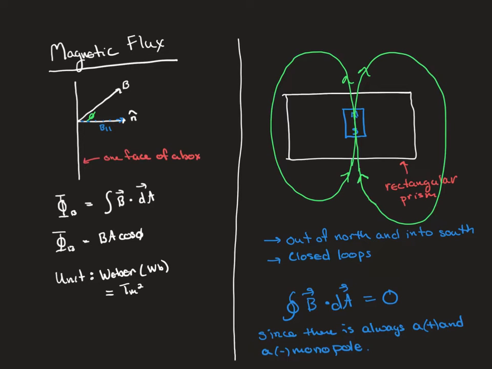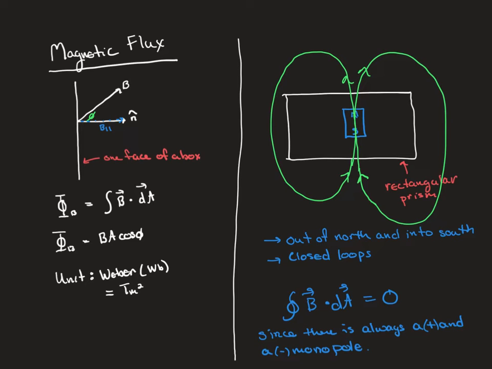Alright, in this video we're going to discuss magnetic flux. And magnetic flux is very similar to the electric flux. We're attempting to establish how much of the field is going through a particular surface area. However, instead of counting electric field lines, essentially, we're counting magnetic field lines.